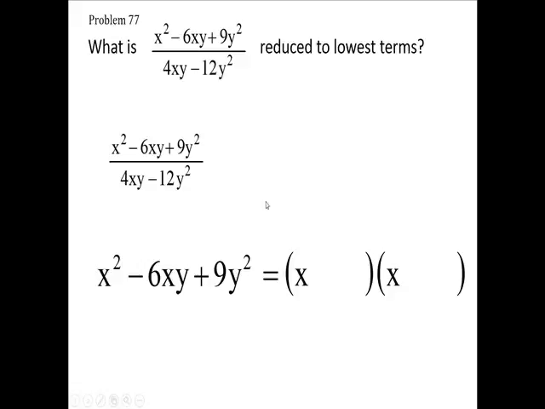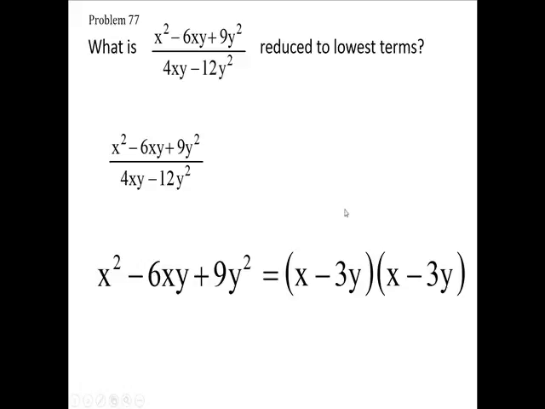For the last terms, I would say the square root of 9 is 3 and 3, and I want to use this negative, so I'm going to say 3y and 3y. Both of them are negative, so that I might end up with a negative 6xy. Now, we guessed the x and x, and we guessed the negative 3y and negative 3y. The question is, do I get negative 6xy? So I must FOIL this thing.